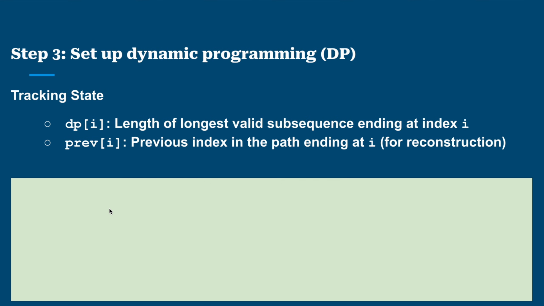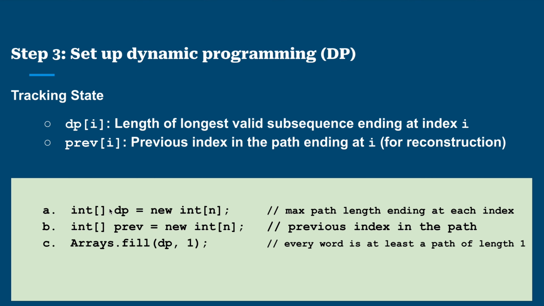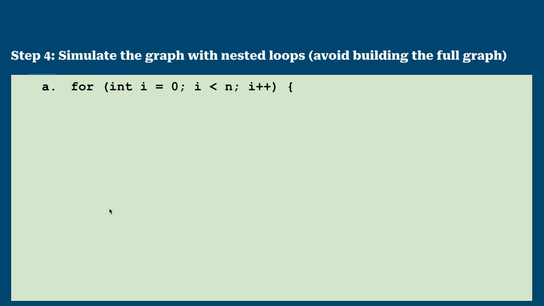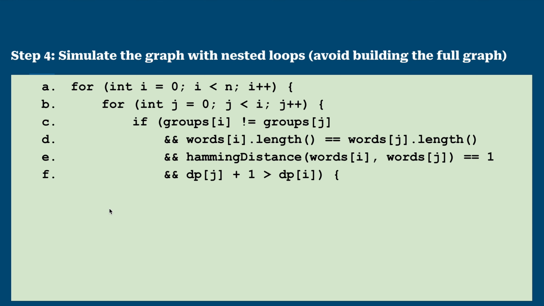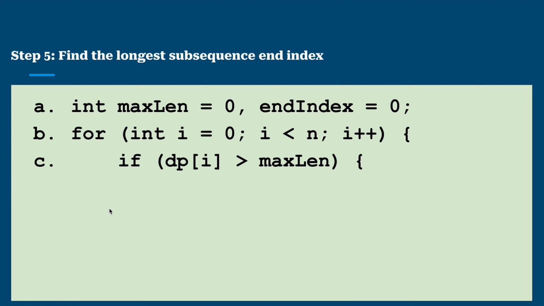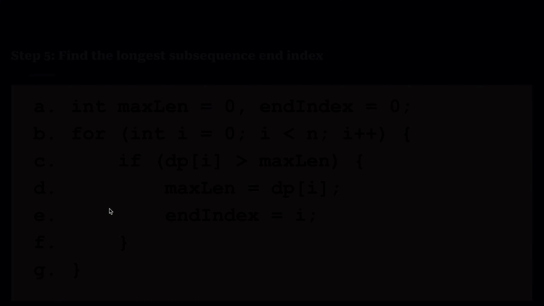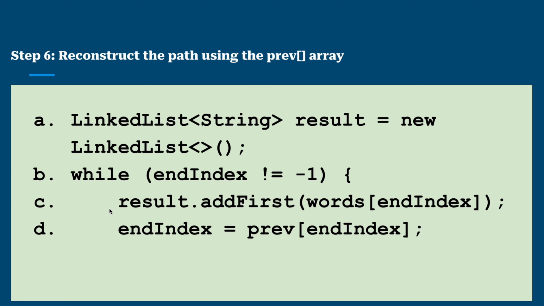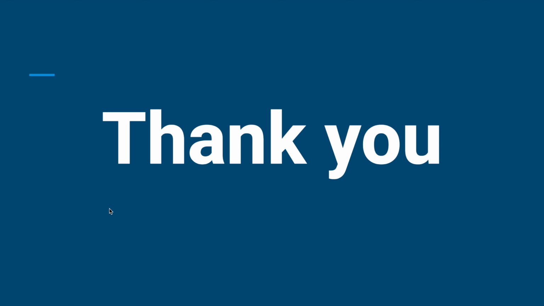Then we will set up the dynamic programming DP, define these variables, and initialize these DP arrays, right? Then we will simulate the graph with the nested for loop like this, and we'll avoid building the full graph, right? After that, we will find the longest subsequence that ends at an index, and finally we'll reconstruct the path using the previous array. So let's go to the Leetcode editor.